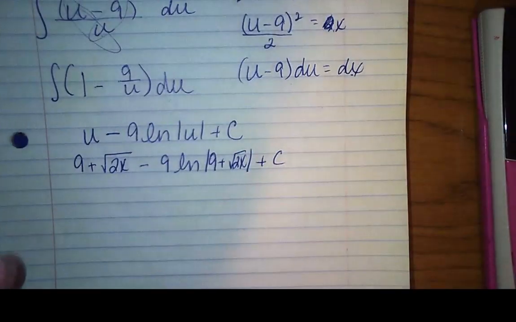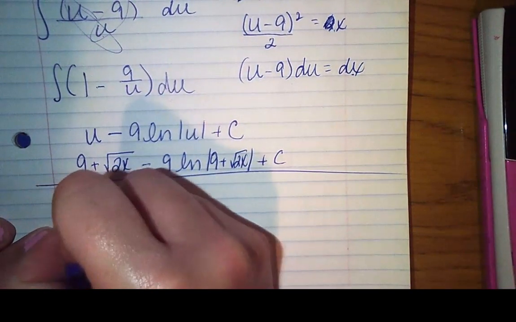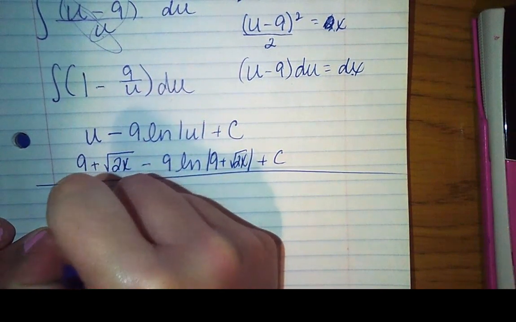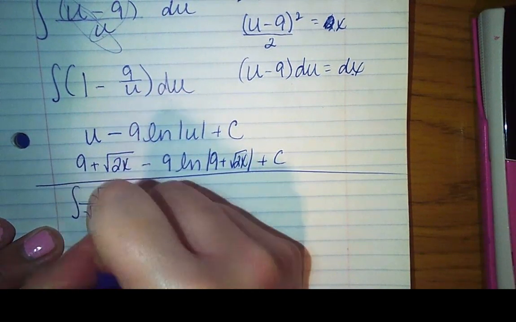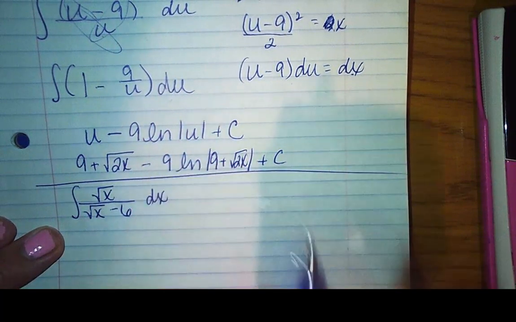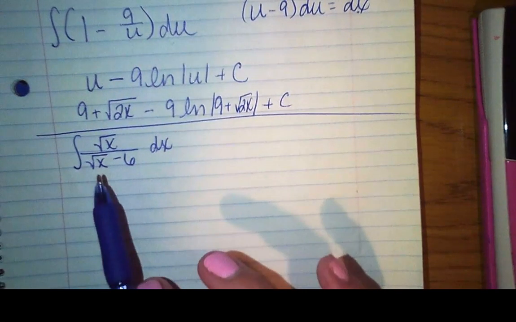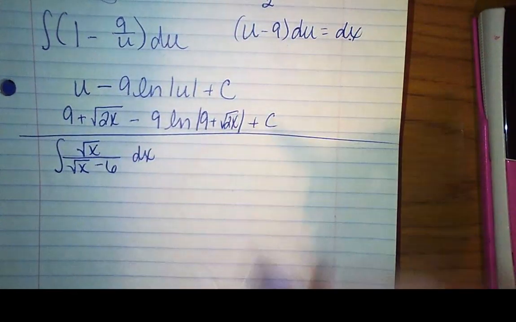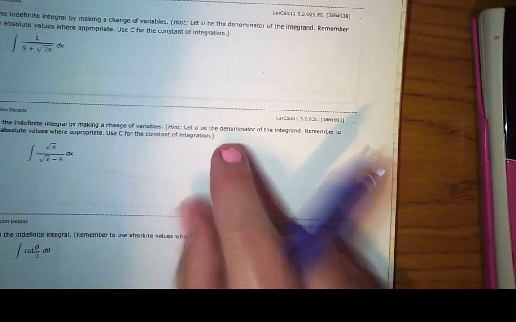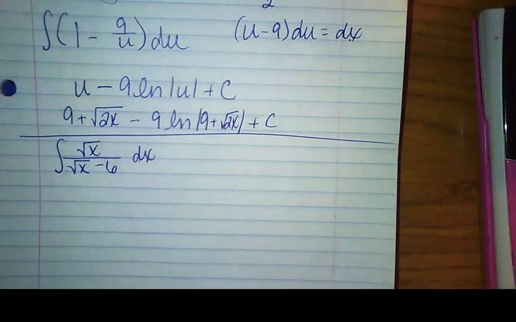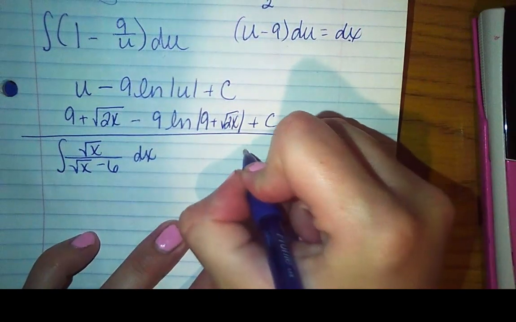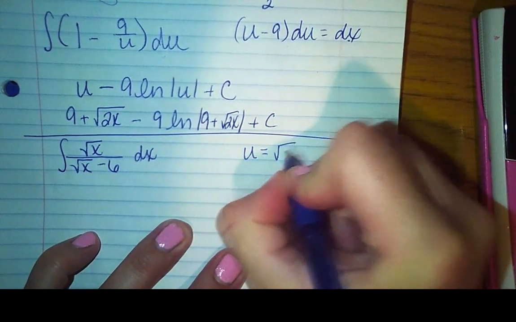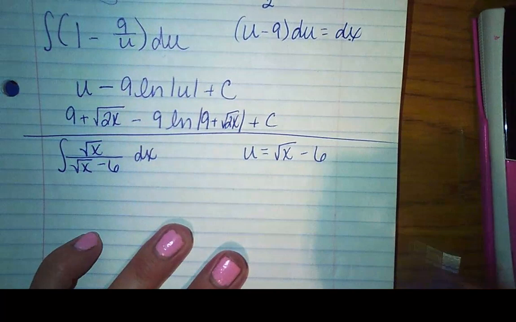I've got the square root of x over the square root of x minus 6, dx. The derivative of the bottom is not in the top, so I'm stuck there. So basically it's going to tell us to do some u substitution. It flat out tells you, let u be the denominator again. So step 1 is identify your u. So u equals the square root of x minus 6.